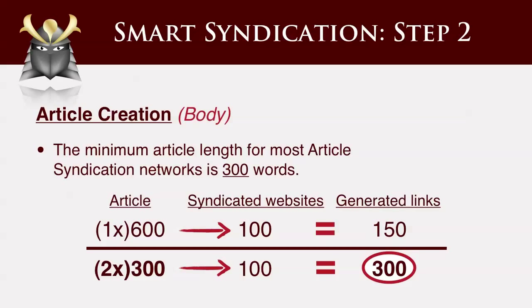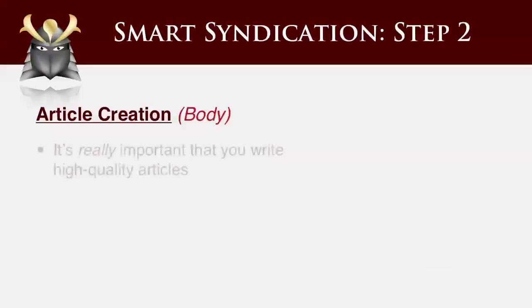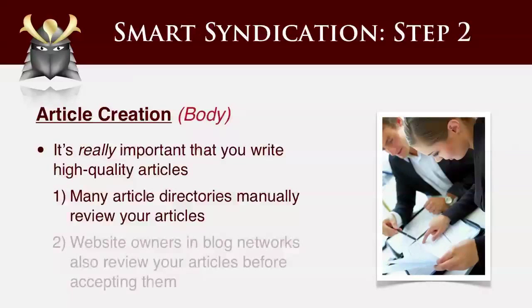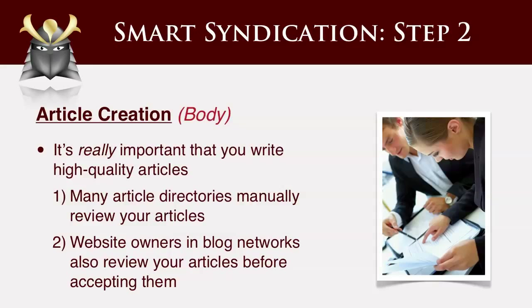However, you must strive to make those 300 words count. It is really important that you write high-quality articles, not the low-quality jumble of words that a lot of people produce. There are two reasons why the quality of your article is so important. First, many article directories will manually review your articles when they are submitted. The higher the quality of the article, the better the chance that they'll be accepted. And second, many blog networks allow individual website owners to review articles before accepting them. So a little bit more effort in writing a good quality article can lead to a lot more and higher quality links.